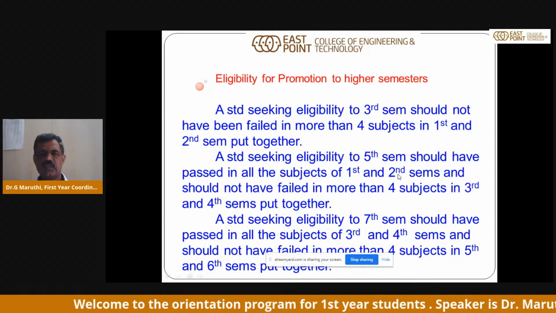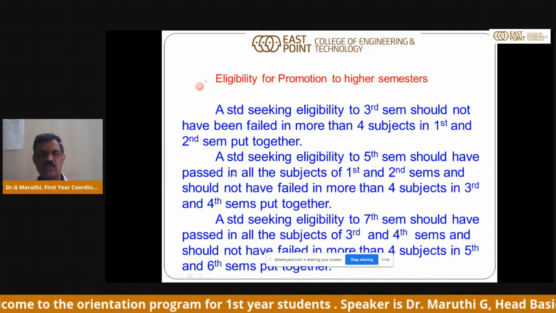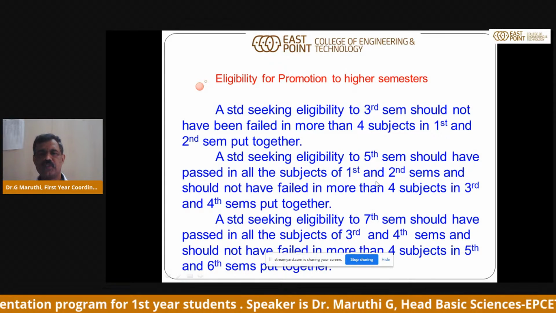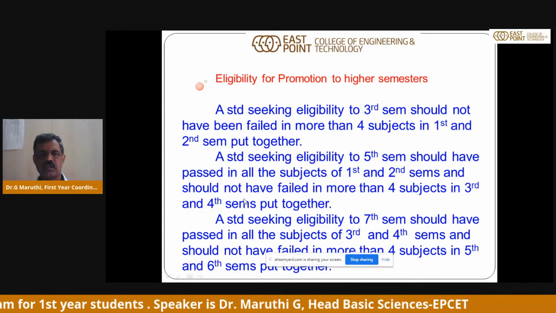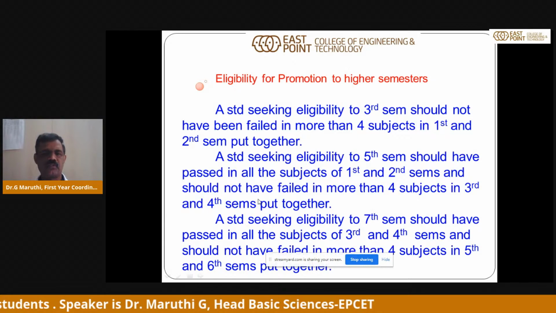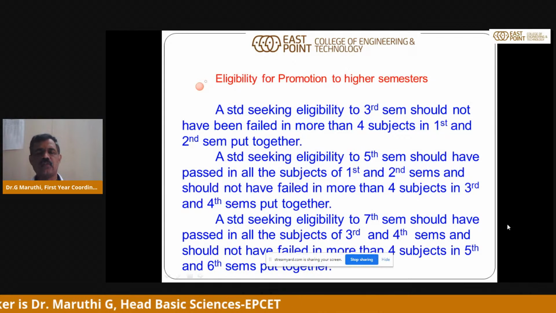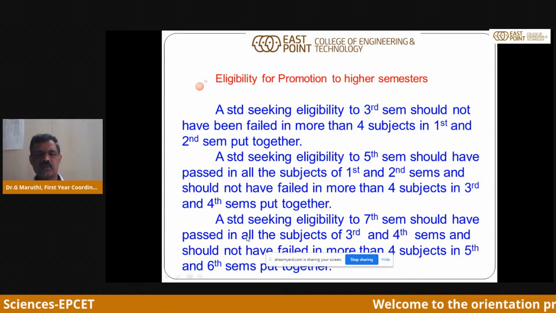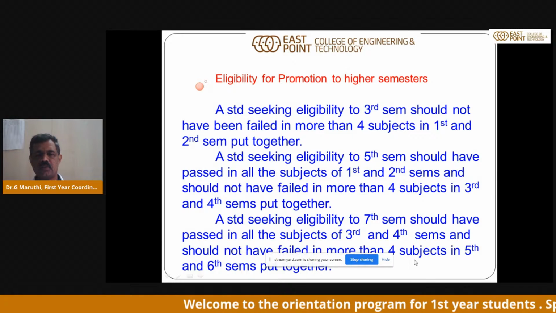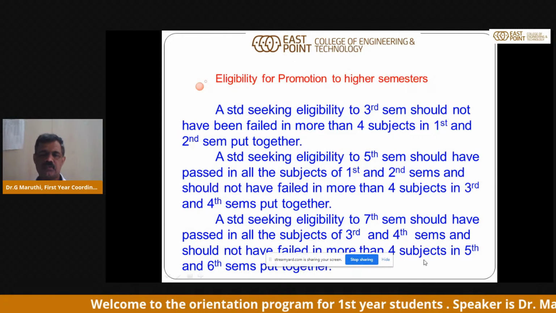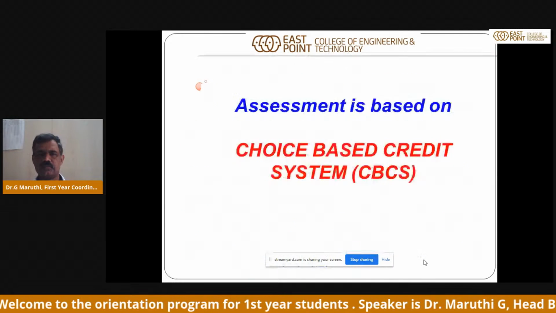The same way, a student seeking eligibility to the 5th semester should have passed in all the subjects of 1st and 2nd semester and should not have failed in more than 4 subjects in 3rd and 4th semester. Same thing: a student seeking eligibility to the 7th semester should have passed in all the subjects in the 3rd and 4th semester and should not have failed in more than 4 subjects in the 5th and 6th semester put together.